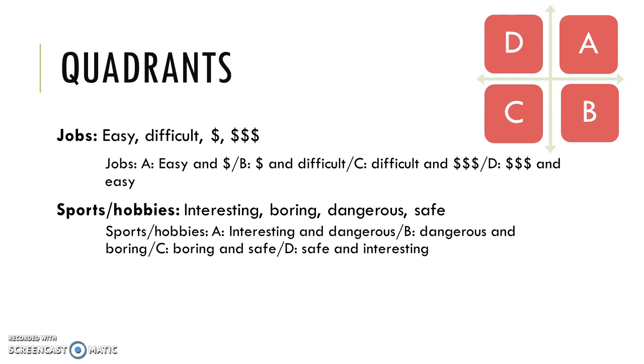Okay, so some variations on this could be jobs. For instance, you could talk about a job that is easy but doesn't make a lot of money. Doesn't make a lot of money but difficult. Difficult and makes a lot of money. Or makes a lot of money and easy. You could also talk about sports or hobbies as well.